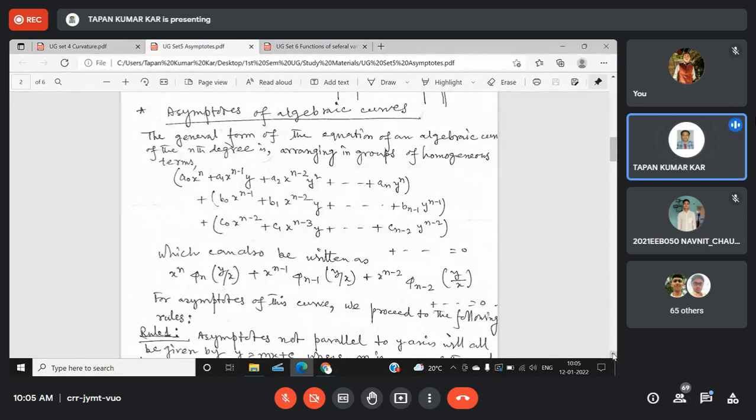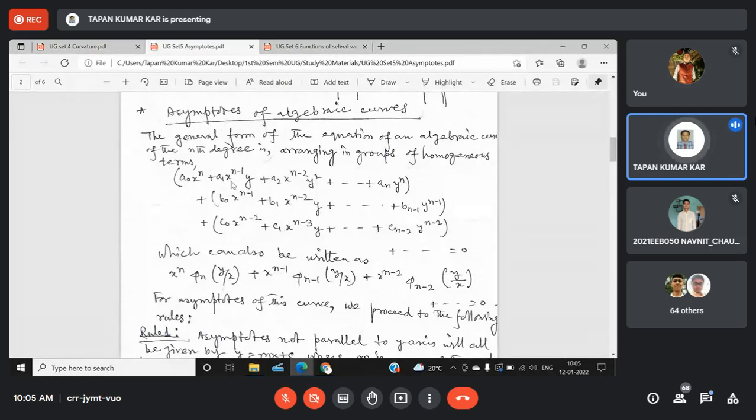And this algebraic curve, which is written in this way, can also be written as x to the power n phi n y by x, plus x to the power n minus 1 phi n minus 1 y by x, plus x to the power n minus 2 phi n minus 2 y by x, plus dot dot dot equal to 0. How will you get x to the power n phi n y by x?